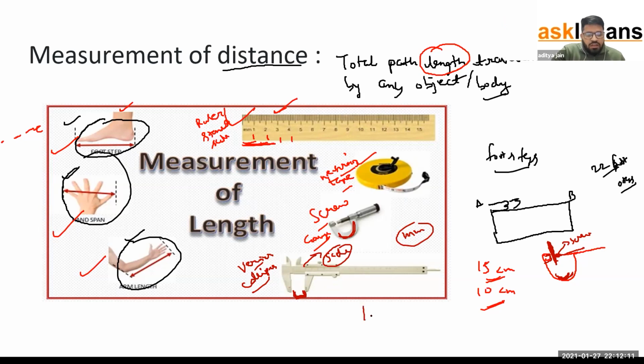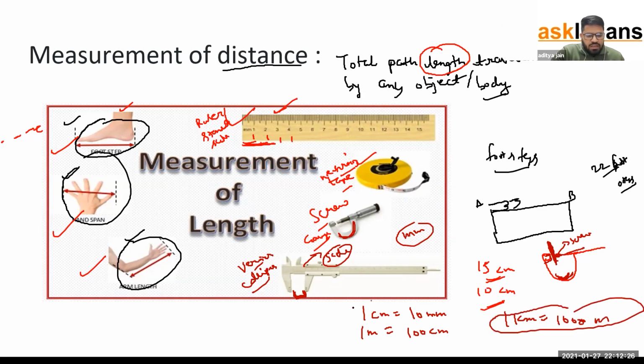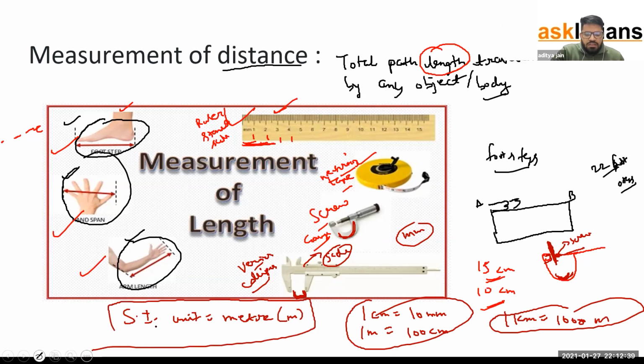And you know that 1 centimeter equals 10 millimeters. We have already seen it. And 1 meter equals 100 centimeters. And 1 kilometer equals 1000 meters. That we have already seen in the previous lecture, the conversion of units. And what about the SI unit of distance? The SI unit of distance is the meter, which is shown by a small m. This is the SI unit, and the interconversion between the units we have already seen.